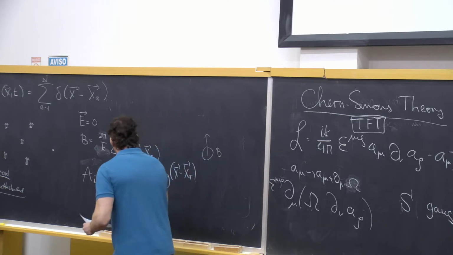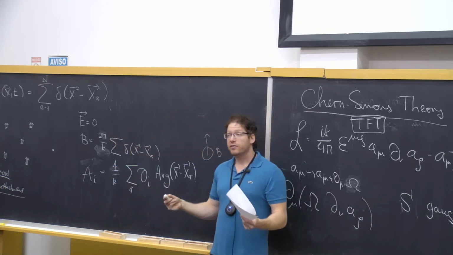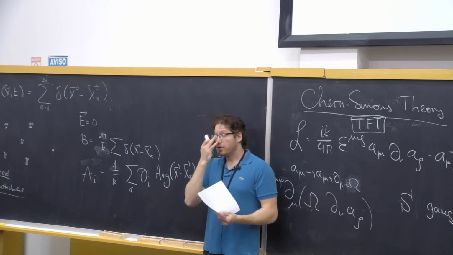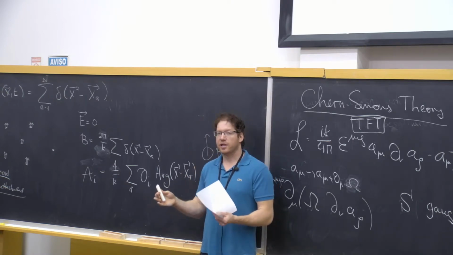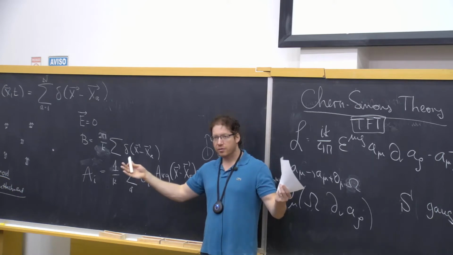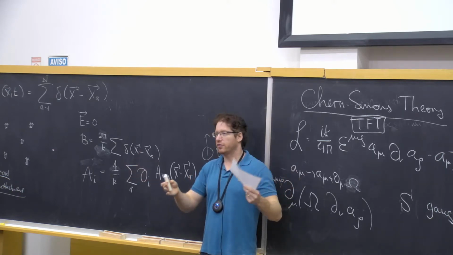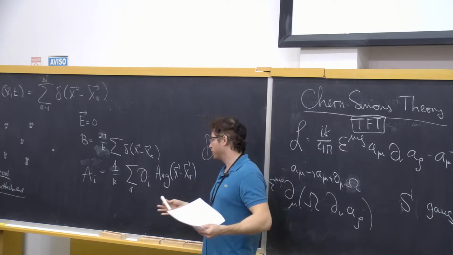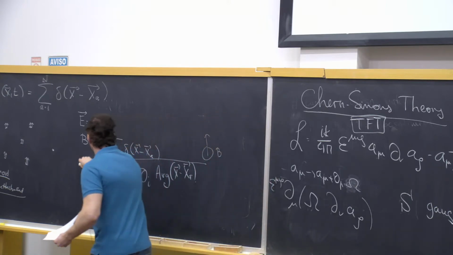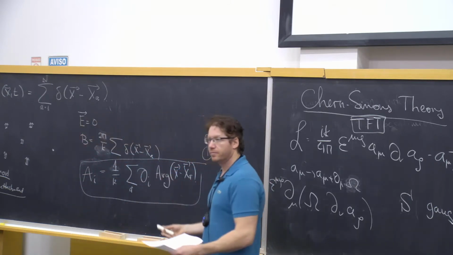And you just sum over A. So these little magnetic solenoids do not talk to each other because it's a free theory. So the vector potential is just a superposition of the vector potentials of each magnetic solenoid because it's a free theory, and the equations are all linear. So this is the vector potential in space.